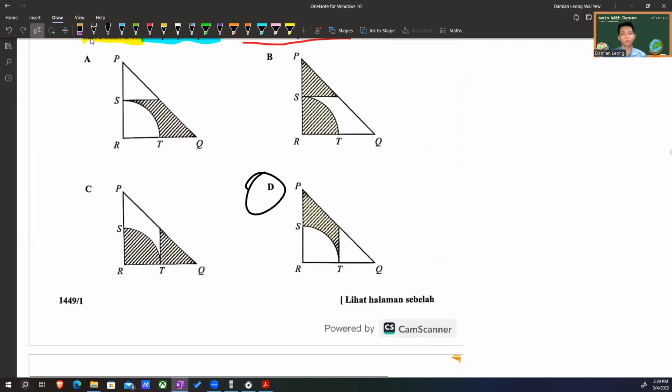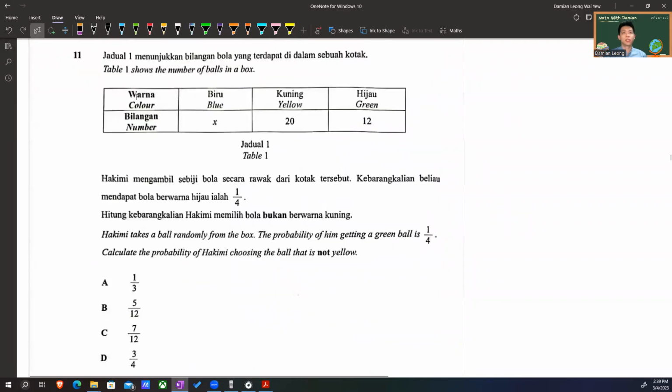Okay, that's question 10. Question 11. Hakimi takes a ball randomly from the box. The probability of him getting a green ball is 1/4. Okay. Calculate probability of Hakimi choosing the ball that is not yellow.